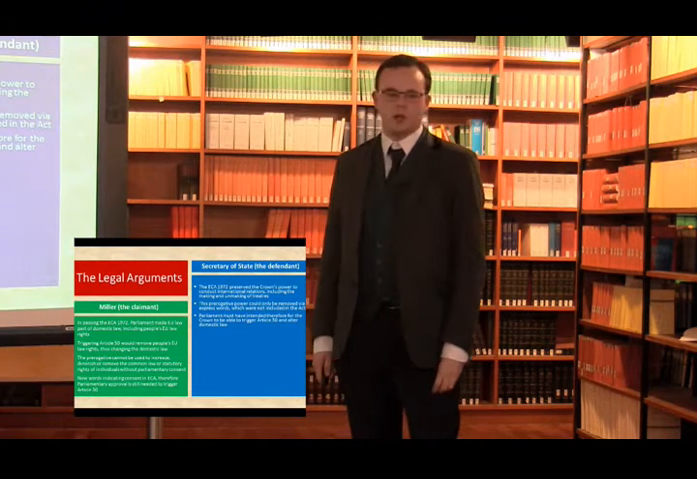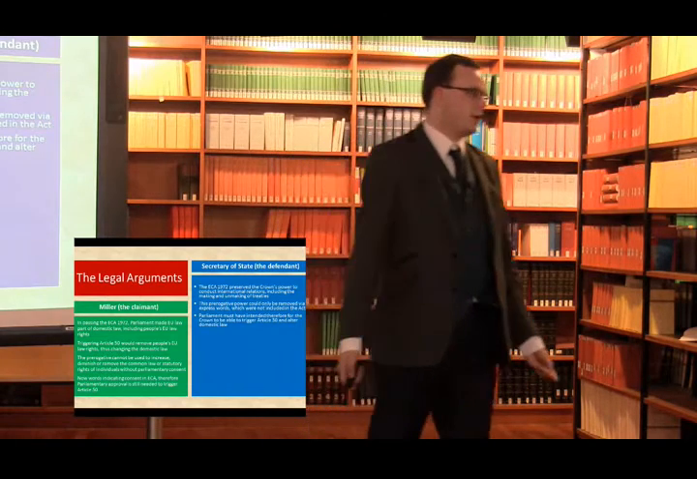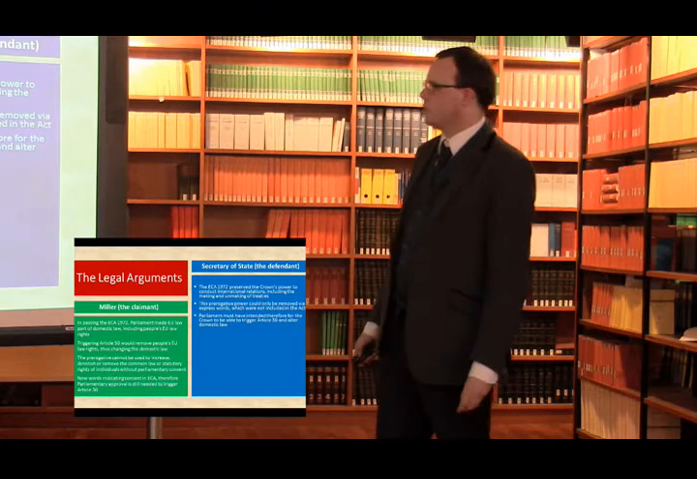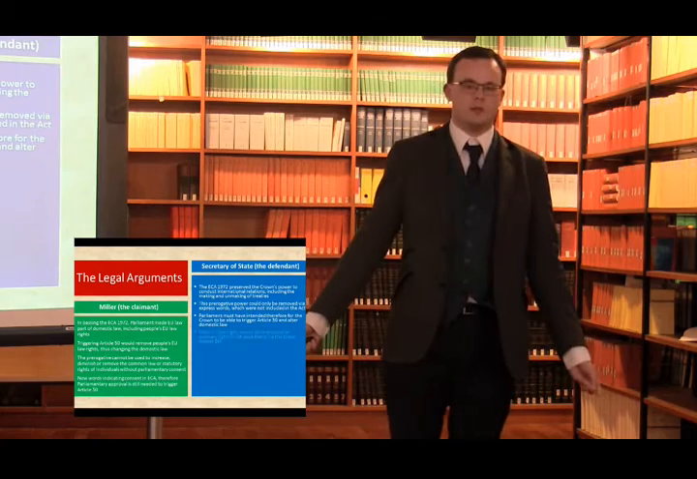Their argument, therefore, is Parliament, when it joined the EU, intended the government to have the power to withdraw from the EU at any point it felt necessary to do so and change the domestic law. Parliament allowed that.